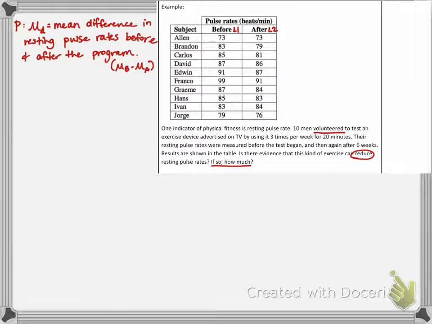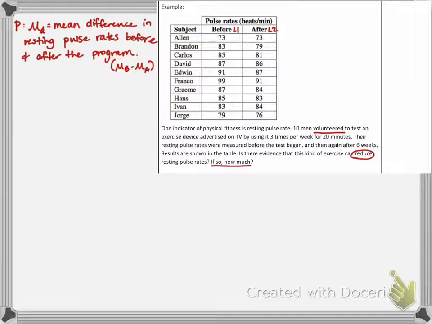Okay, so what we're trying to say something about is the mean difference in the resting pulse rates before and after the program. I want to know what happened. Did exercising more slow down the resting pulse rates for these 10 men? And actually, really what I'm trying to do is generalize that to all men in whatever population they're talking about. So that's your mean difference. That's your parameter that you're defining and you're trying to say something about.